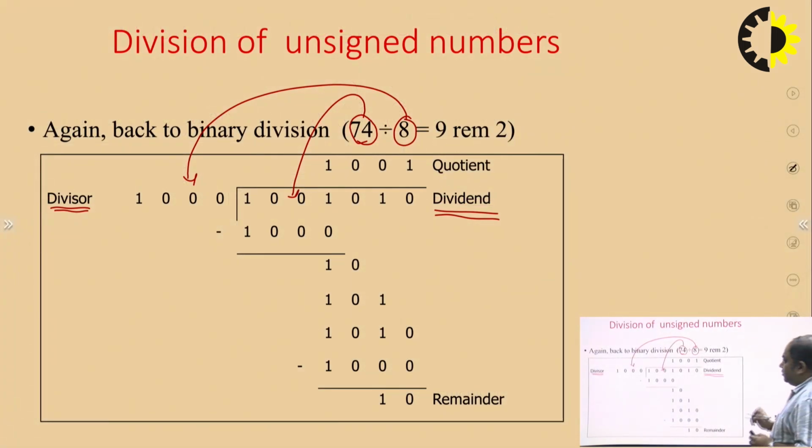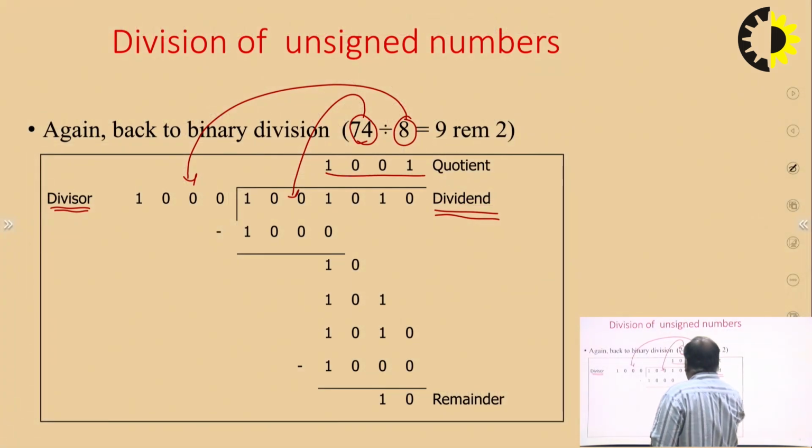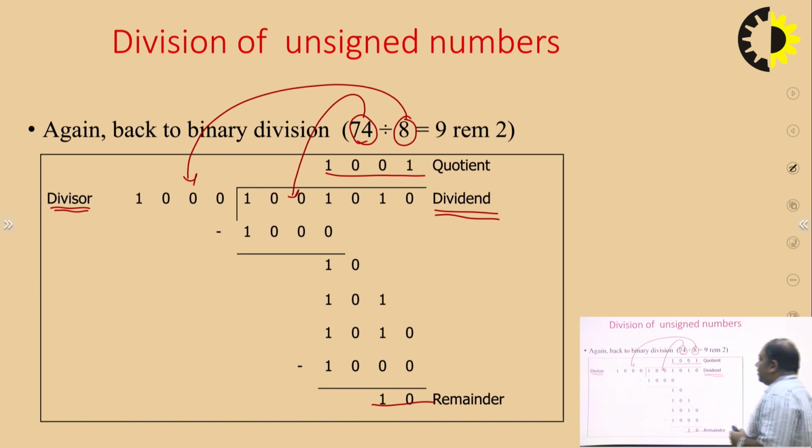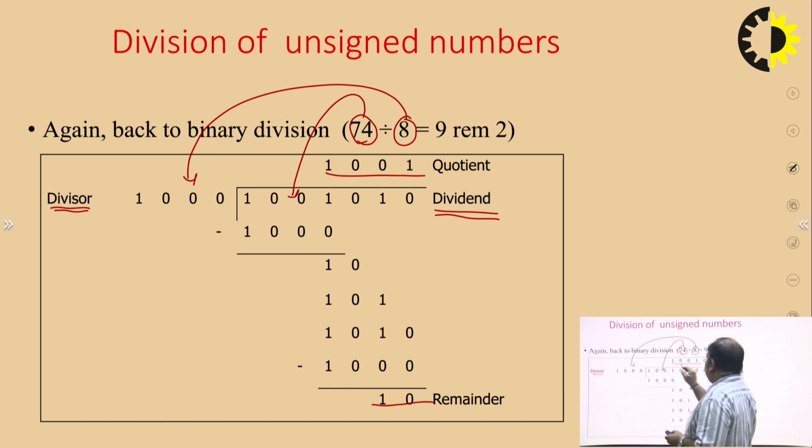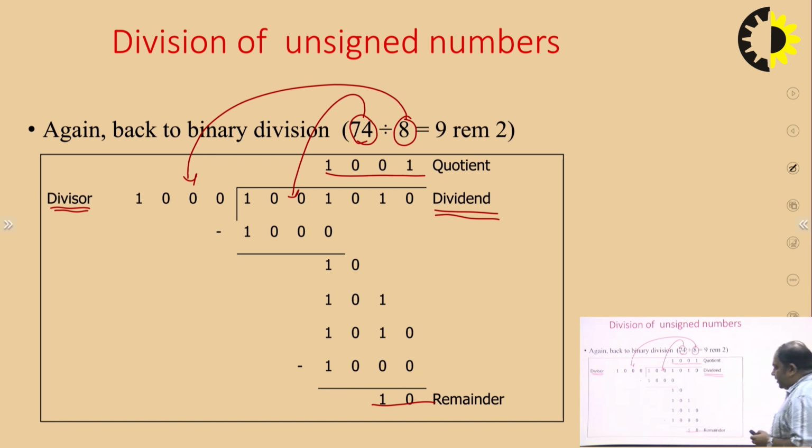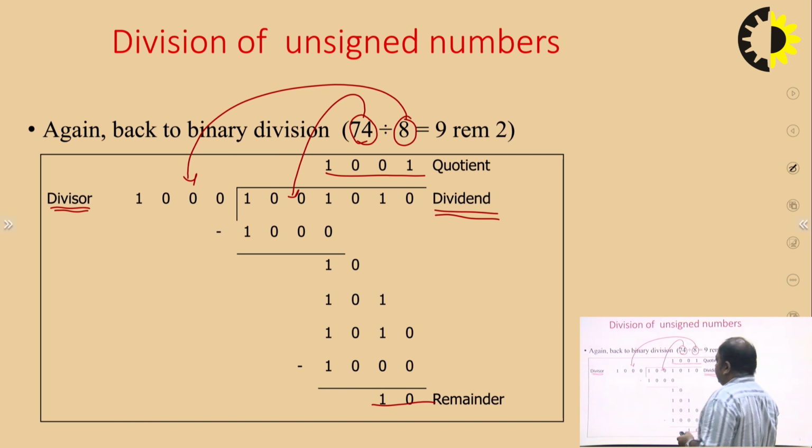There are two parts, one is quotient and another is remainder. So when we divide 74 by 8, our quotient will be 9 and the remainder will be 2. The binary representation of 9 is 1001 and the binary representation of 2 is 10. In this presentation, we will study how this binary division is done using adders and subtractors.